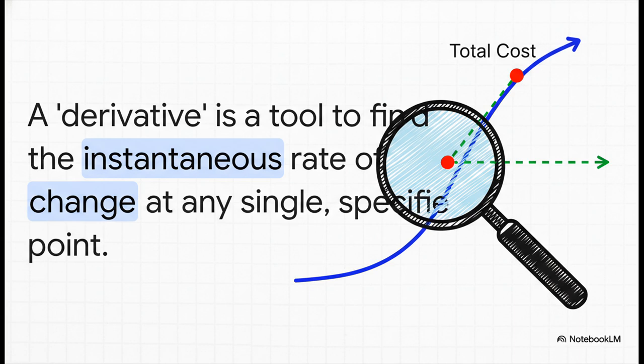A derivative is this really elegant tool from calculus that lets us measure the slope, or the steepness, of that curve at any single specific point. By finding that slope, we find the instantaneous rate of change. So when we take the derivative of the total cost function, we're essentially creating a whole new function, the marginal cost function, that tells us the precise cost of the very next unit at any level of production. It's the tool that gives us that microscopic precision we keep talking about.